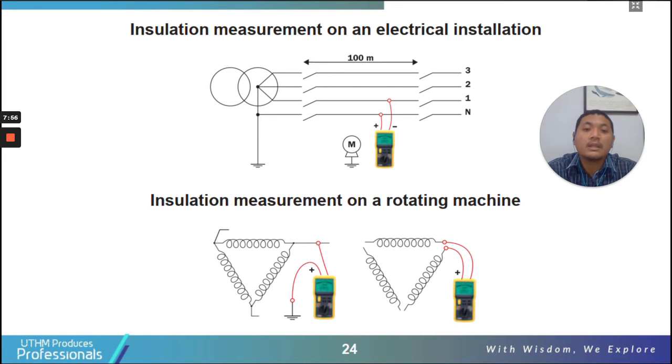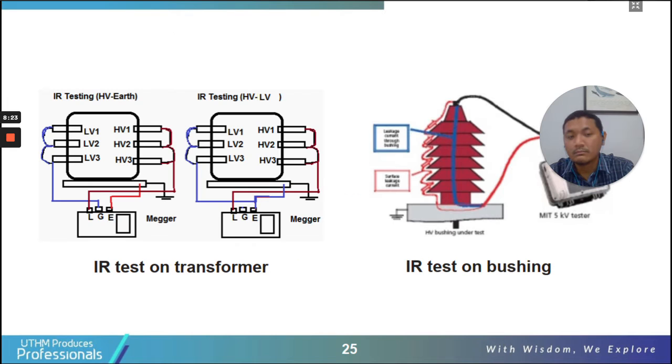And then this connection is for a rotating machine, a motor or generator. If it's delta connected, just take one conductor and connect the other to ground. If it's Y connected, you can remove the connection here and make sure you measure the resistance between phases.